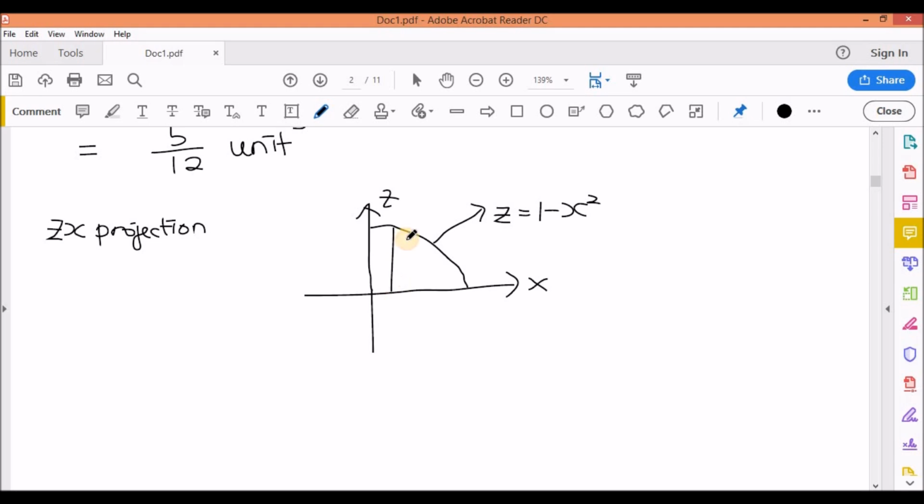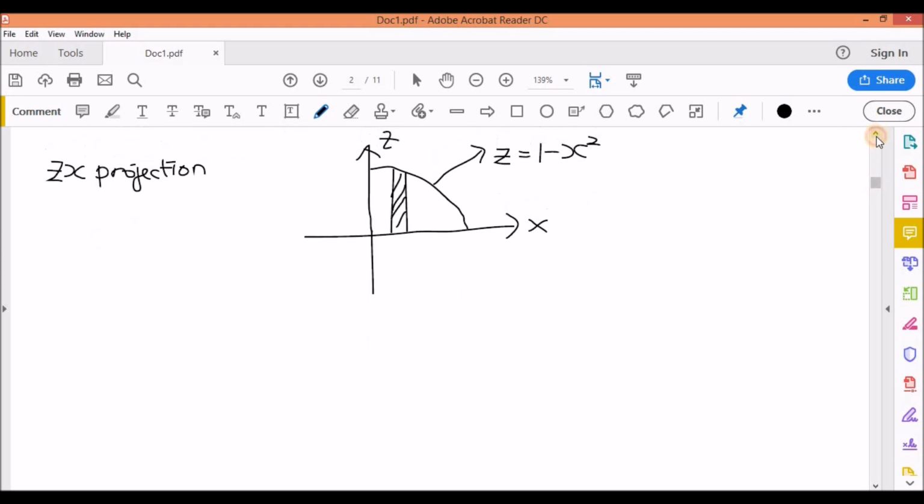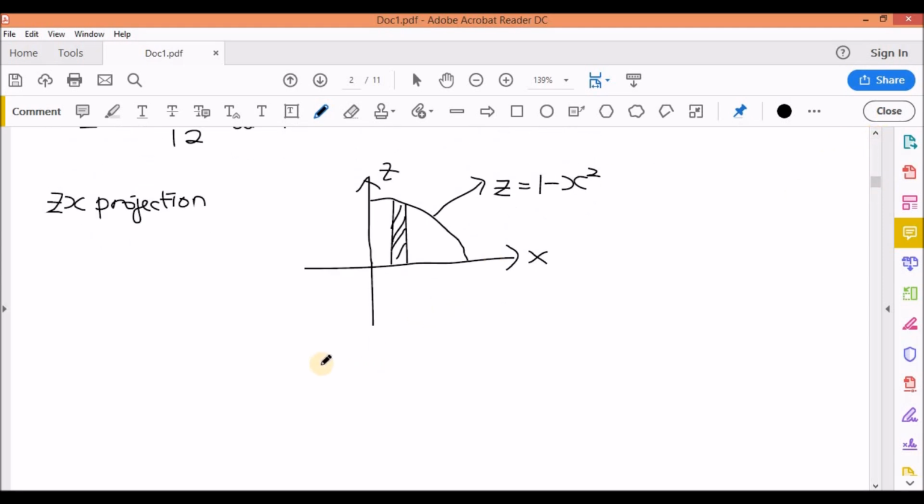Okay, so same thing, you can use the vertical or horizontal strip technique in order to define your interval. So in this case, your x interval will be from, so this is your x and this point is 1, right? So your x will be from 0 up to 1, and your z will be from 0 up to the equation of the curve, which is 1 minus x squared.